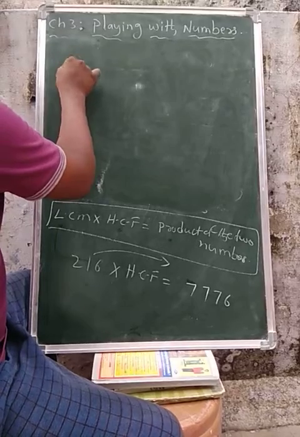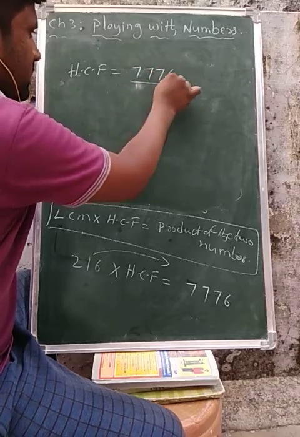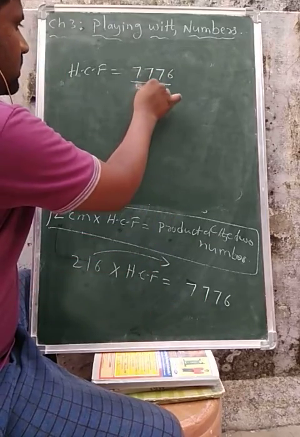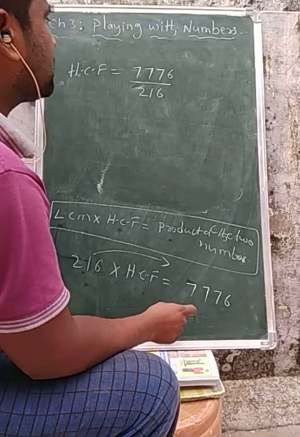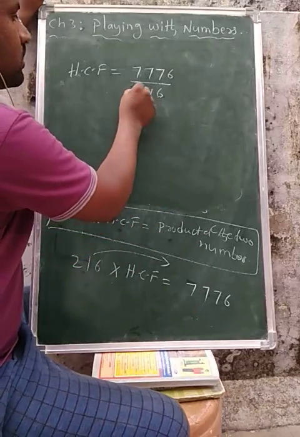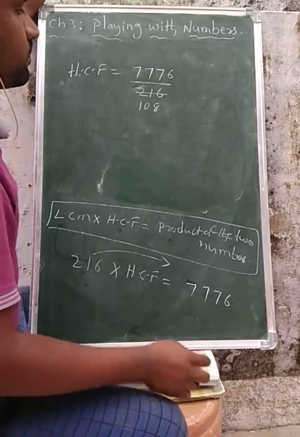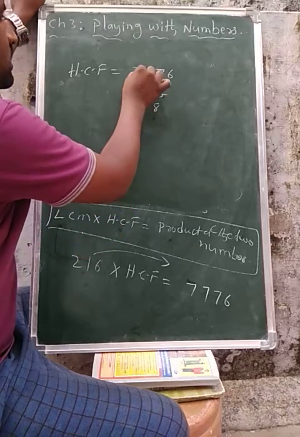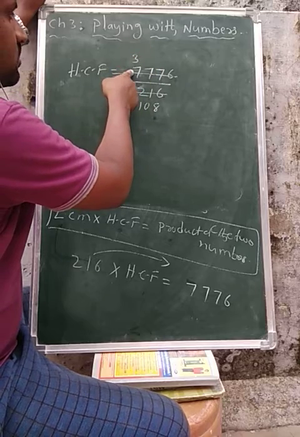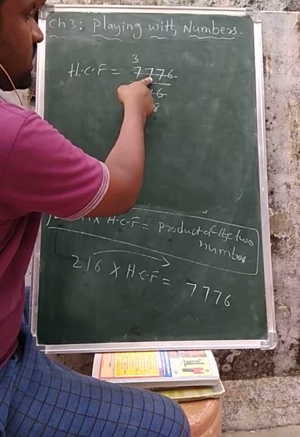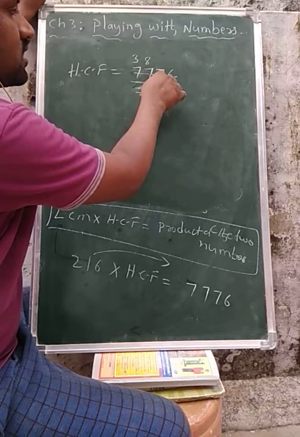HCF, the highest common factor, is equal to 7,776 by 216, because multiplication becomes division. Let us go for the division. I am using the 2 table. 2 tens are 20, 2 8s are 16, so 2 108s are 216. Here the ones place digit is 6, so I am using 2 only. 2 3s are 6. Here 1 is there, beside number is 7, means 17. 2 8s are 16.